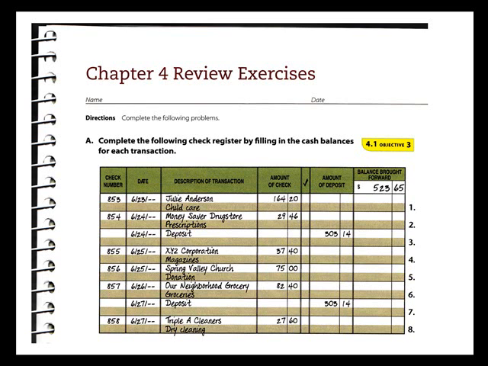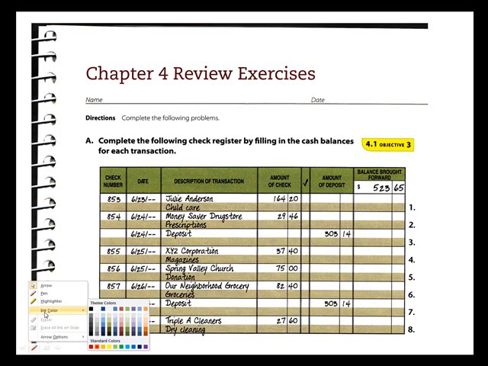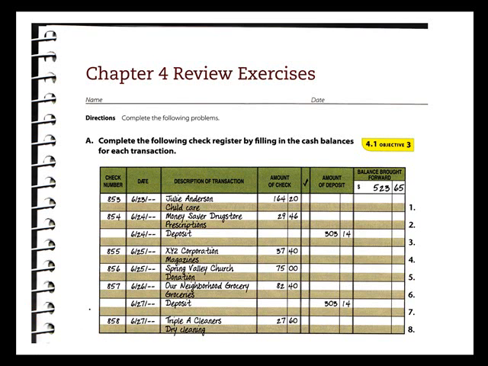Universal Math and Finance Practical Math Applications, 3rd edition. I'm in Chapter 4 Review Exercise, and this is going over balancing your checkbook. Different checkbooks will look different ways, so if yours doesn't look exactly like this, it's no big deal. You still should be able to carry out the same function, which is to maintain and know how much money you have in the bank.